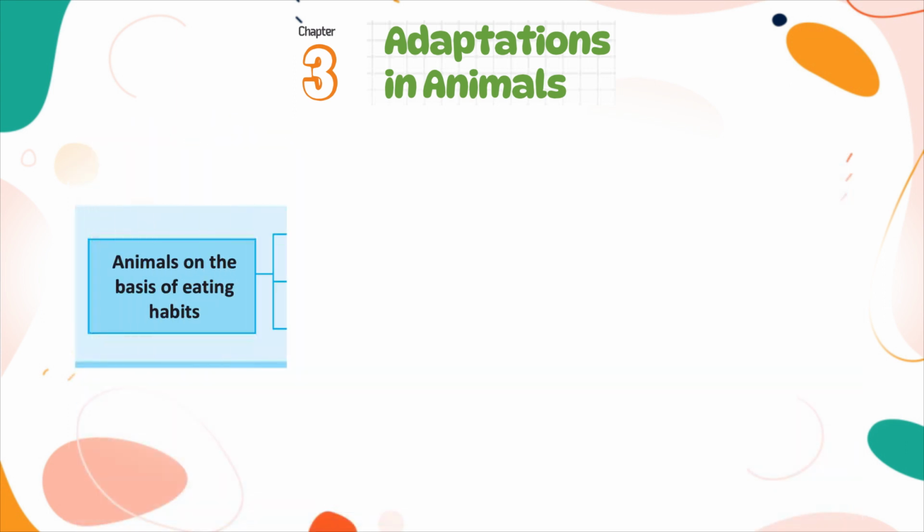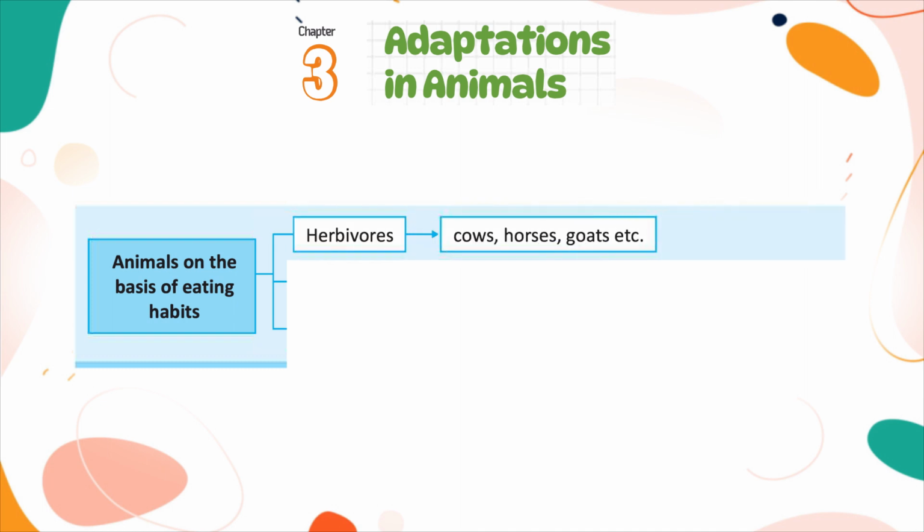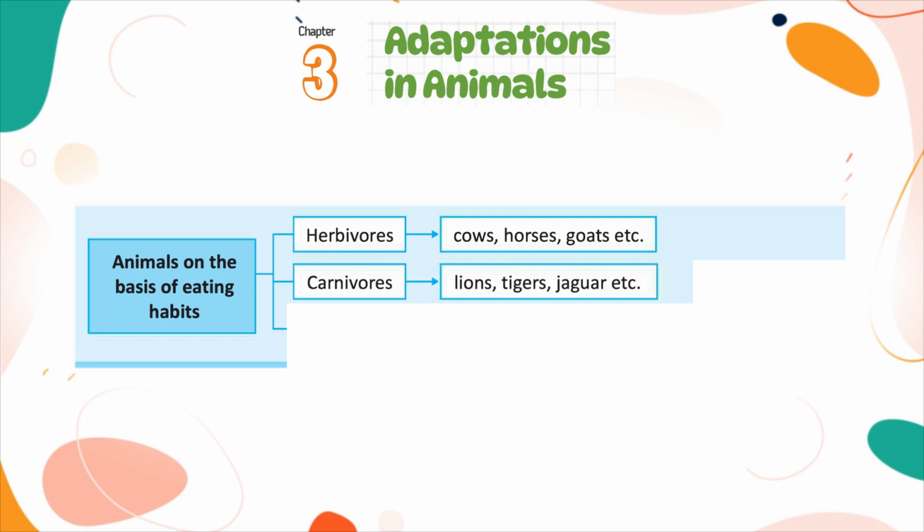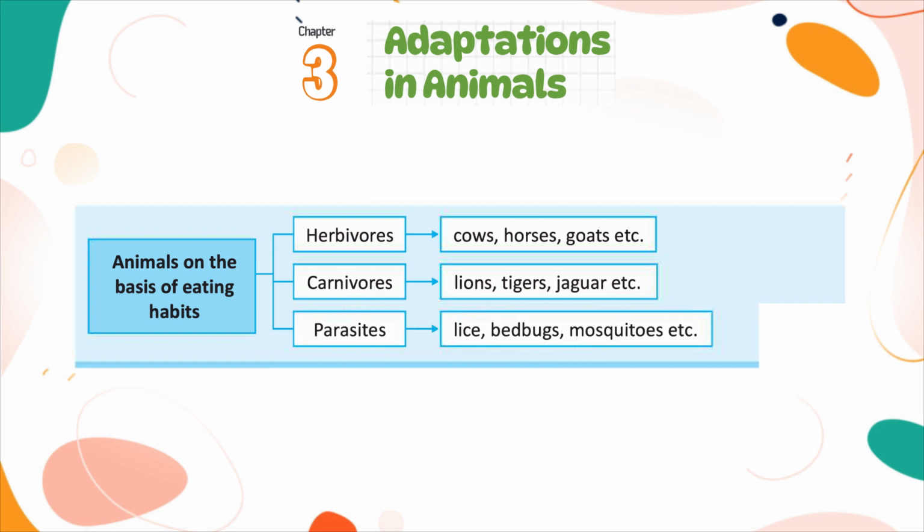Animals on the basis of eating habits. Herbivores: cows, horses, goats, etc. Carnivores: lions, tigers, jaguars, etc. Parasites: lice, bedbugs, mosquitoes, etc.